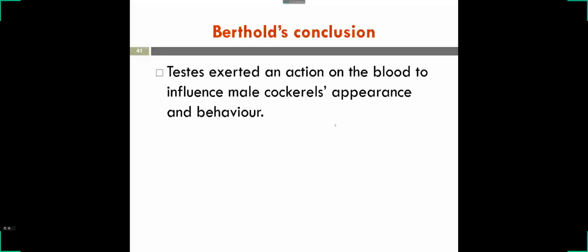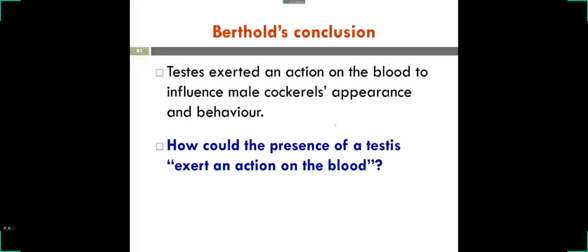So he concluded that the testes exerted an action on the blood to influence male development, appearance, and behavior. So how could the presence of a testis exert an action on the blood? That was obviously the discovery of the hormones produced and made by the testes. Okay, so that was the first experiment validating the idea of hormones, a chemical substance released by a part of the body into the blood.